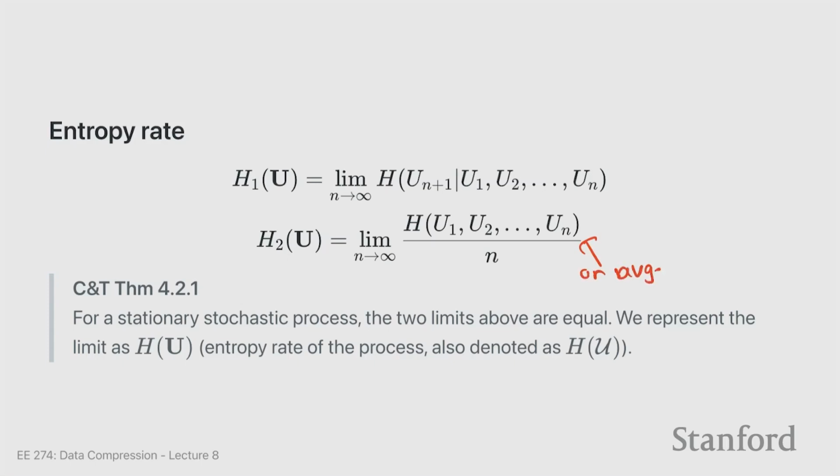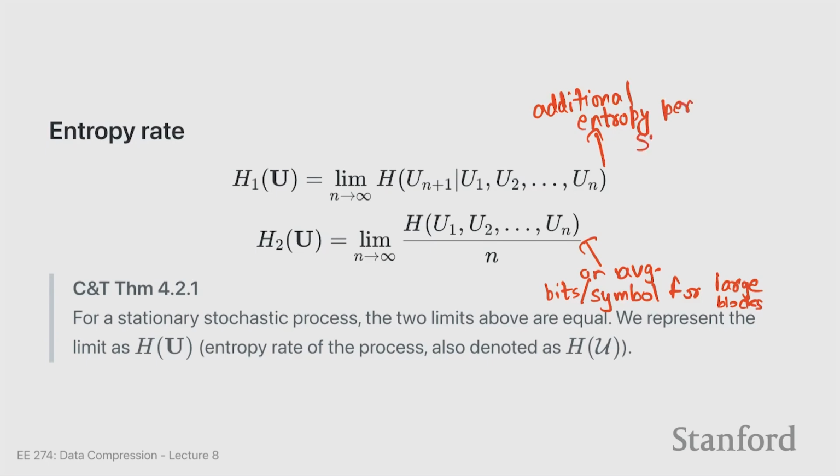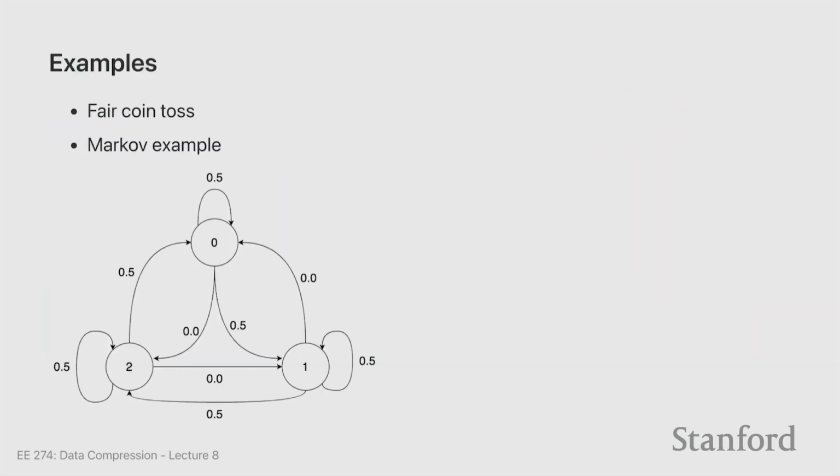So this is on average bits per symbol for large blocks, right? And this one is additional entropy per symbol given the past, right? So how much extra entropy is each symbol adding? And we'll look at a couple of examples in a minute. Okay, I guess we'll look at the examples.